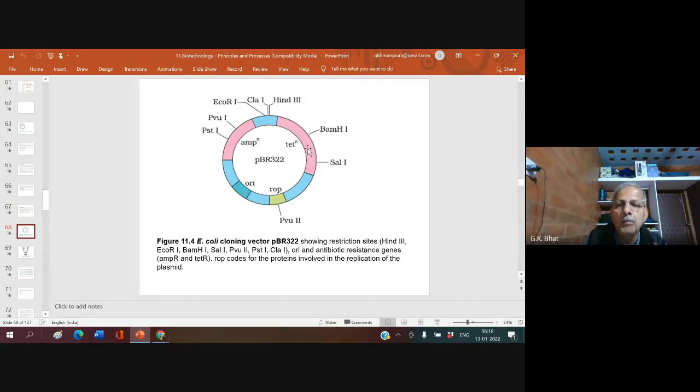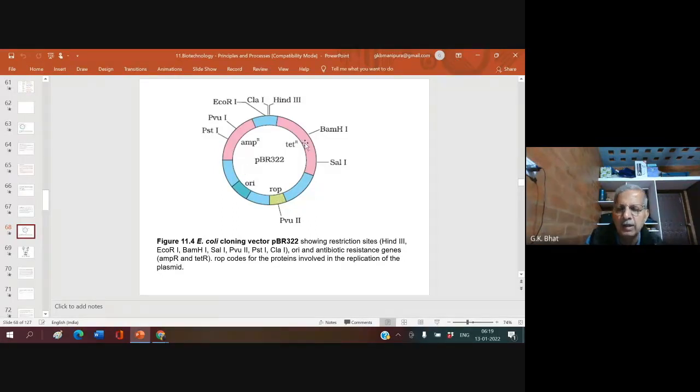And here, BamHI lies within an antibiotic resistance gene. Antibiotic resistance genes: AmpR, the ampicillin resistance gene, and TetR, the tetracycline resistance gene. At the same time, you come across another area called ROP. ROP codes for proteins involved in the replication of the plasmid itself. If this plasmid has to replicate, ROP functions. It enables the plasmid to duplicate whatever number it wants.